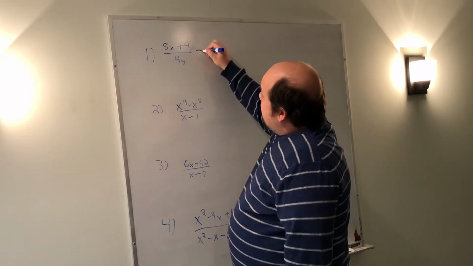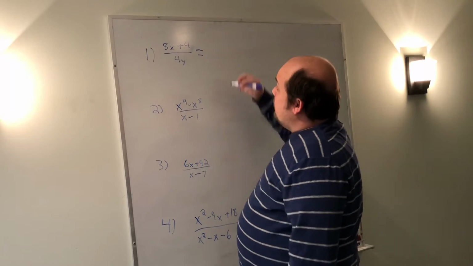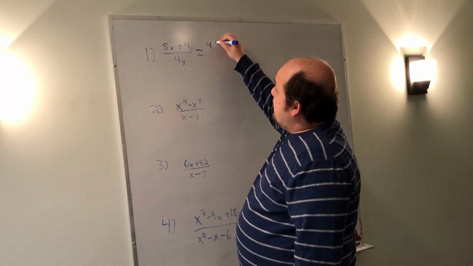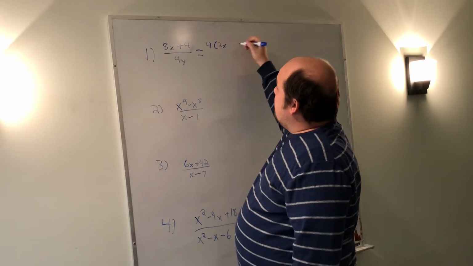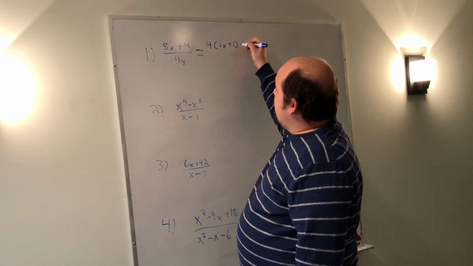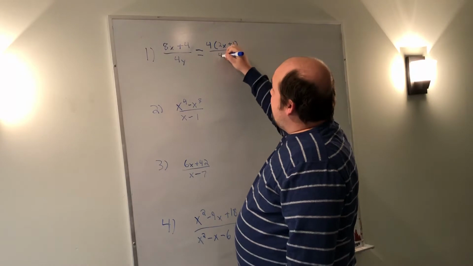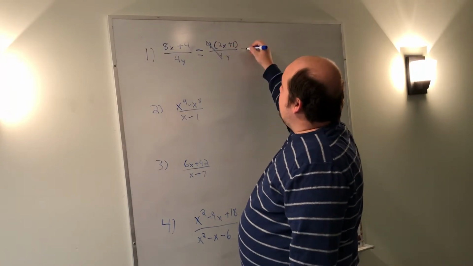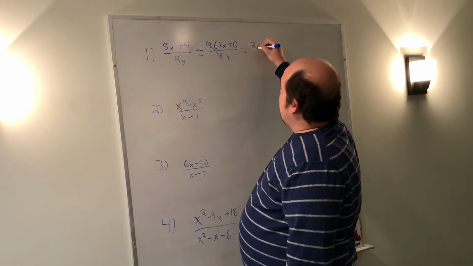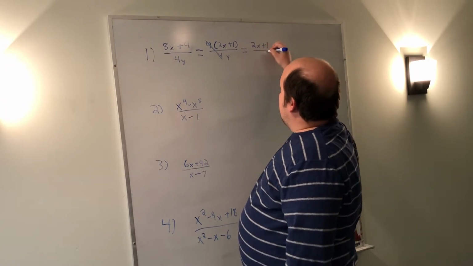When I look at the top of this fraction, I see that 4 can go into both. When I take out the 4, 8x divided by 4 leaves me with 2x. 4 divided by 4 leaves me with 1. On bottom, I have 4 times y. I can cancel the 4's that are both being multiplied and leave me with 2x plus 1 over y.